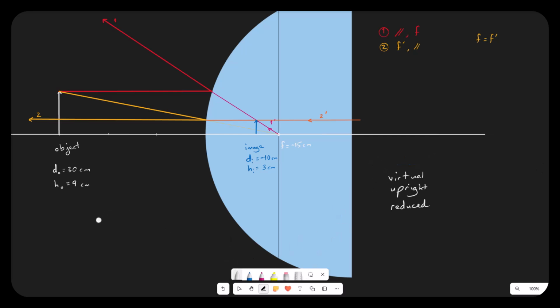I'm going to figure out my magnification. My magnification is HI over HO, 3 centimeters over 9 centimeters, equals positive 0.33. And I want to try it again. Negative DI over DO. This is just a consistency check right now. So I get a negative 10 over 30, which is a positive 0.33. That checks out.